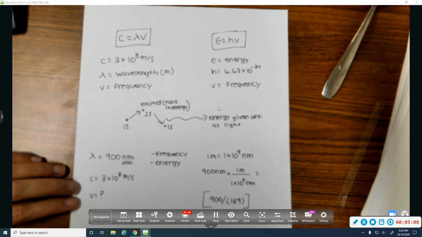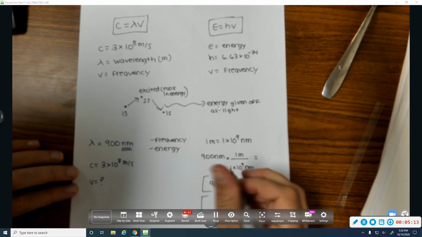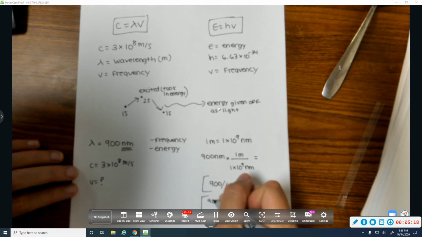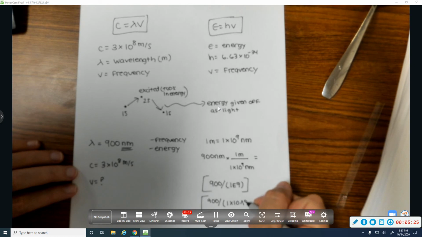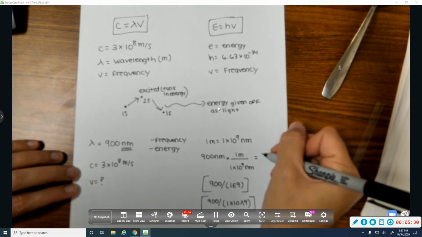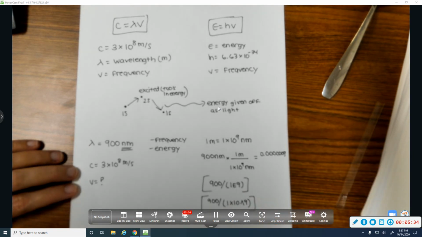If you don't have the E key or you don't know how to use the E key, another way you could type it in, I'm going to put that in brackets. So these are just examples of how you should type it in the calculator. 900 divided by, open your parentheses, 1 times 10, you hit the caret button, 9. Close. And that should give you this number. And then you can leave it like that, or you can change it to scientific notation, whatever you prefer.